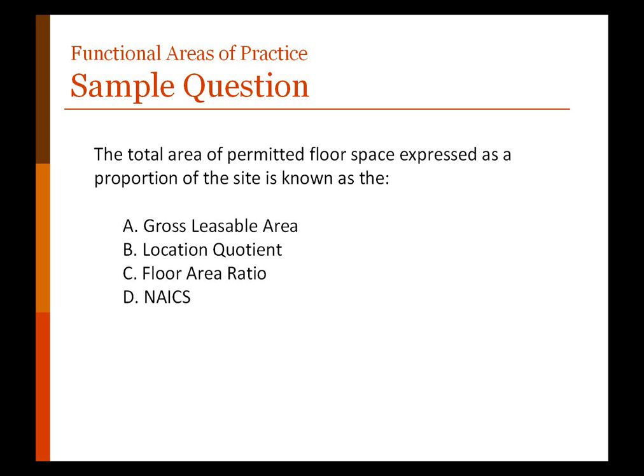Okay. The total area of permitted floor space expressed as a proportion of the site is known as the A, gross leasable area, B, location quotient, C, floor area ratio, or D, AICS. And that's one of those that I would call a give-me question. You're either going to know it or not, although if you read the context of this, you see floor space up in the question, proportion to the site, proportion is a ratio, so you would come up with the letter C in that case. Gross leasable area is the area of a building that can produce revenue. Location quotient we went through on the last slide. AICS is actually a classification system.